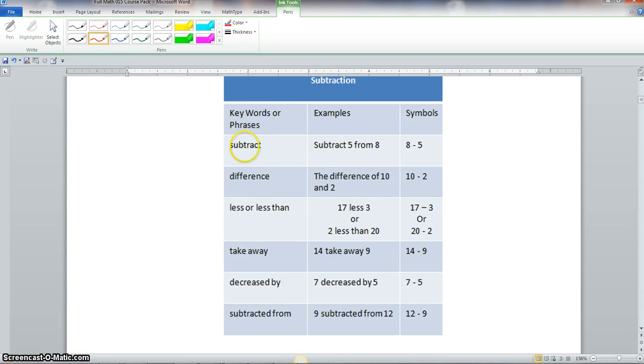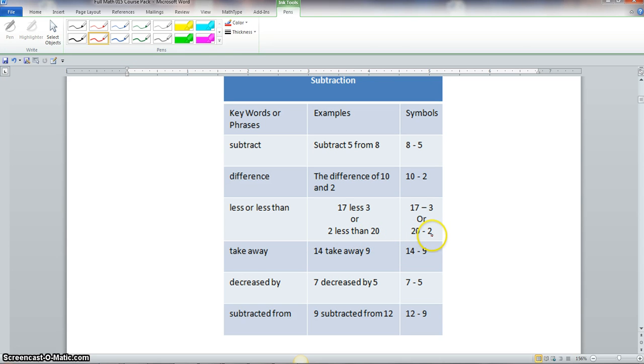Keywords or phrases, we have subtract, difference, less or less than, take away, decrease by, and subtracted from. Now these are the examples. Subtract 5 from 8. The 8 goes first, minus 5. We're subtracting 5 from 8. The difference of 10 and 2, 10 minus 2. Less or less than. 17 less 3 is 17 minus 3. Or 2 less than 20.